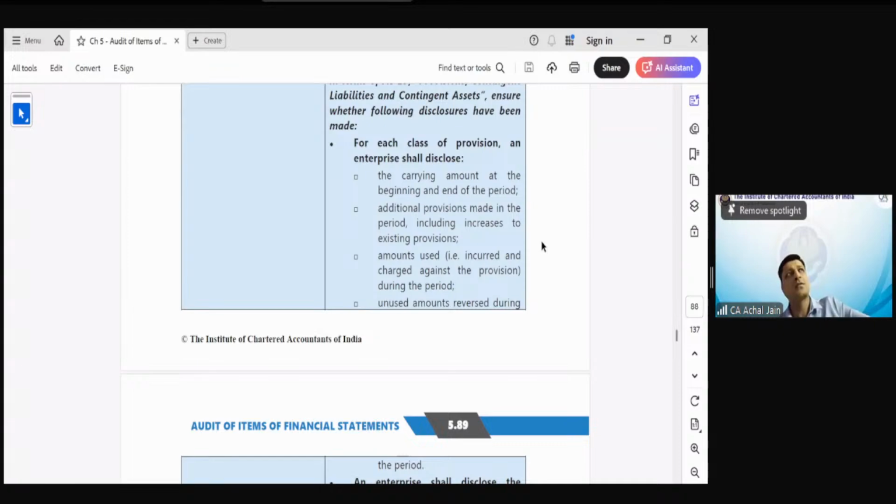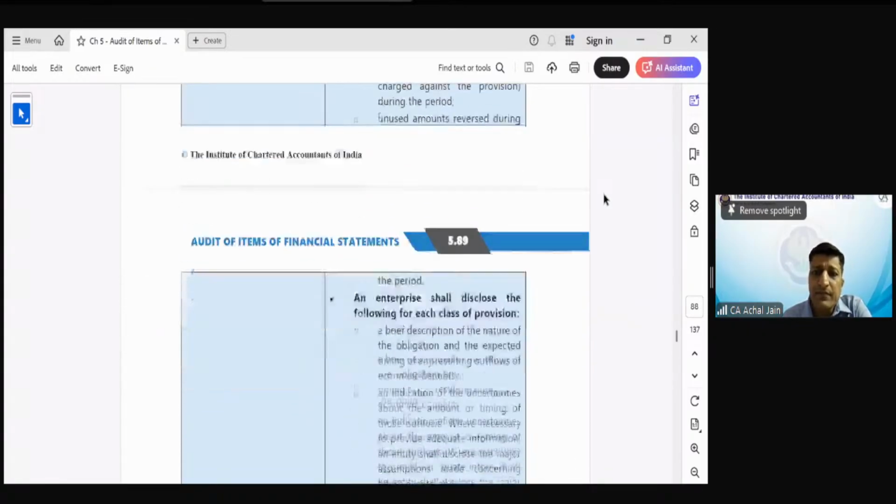So opening balance, additions, deletions, and of course the closing balance. But additions and deletions will be in the form of additional provisions made and amounts utilized or reversed during the year. So this is how it's required to be done.